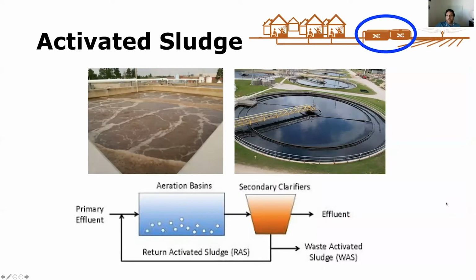All right, so let's go through some of these technologies and see what they look like, and also talk a little bit about their characteristics. So the activated sludge technology is one of the most common used in the United States, especially in larger cities.